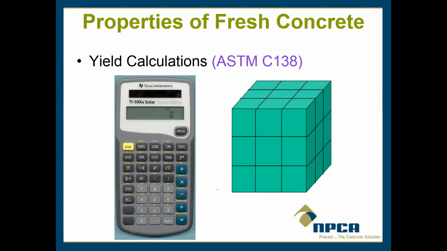Okay, so moving on, these yield calculations are outlined in ASTM C-138. You've seen that one listed a couple times before. It has a lot of very useful information in it. But again, the yield calculations are done to help control the variations between batches and make sure everything's staying in check there.